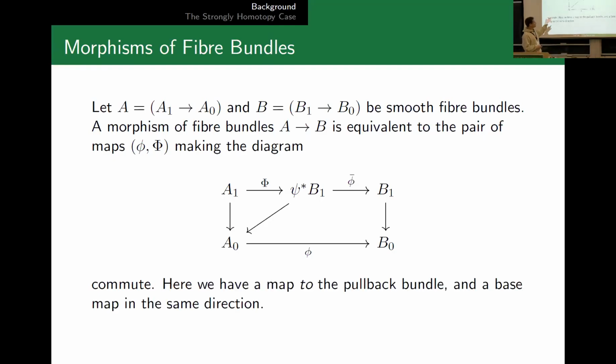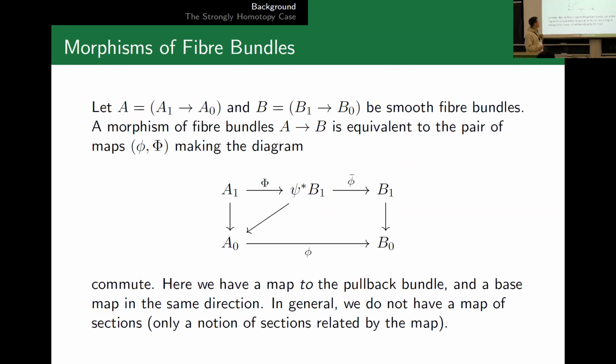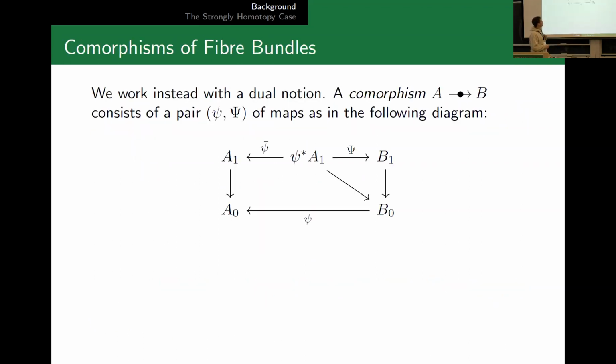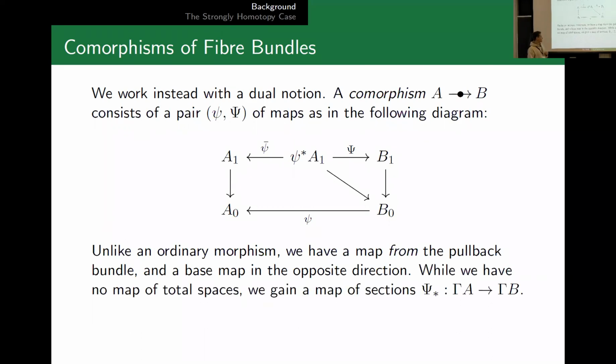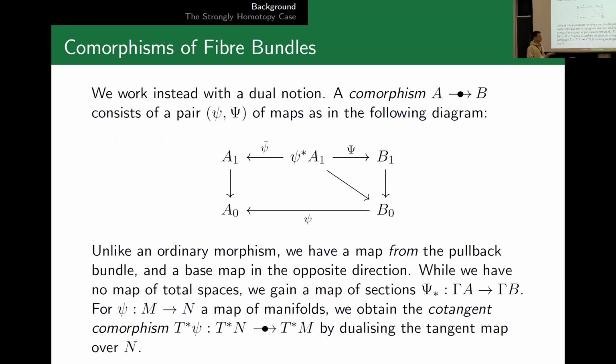There's a dual notion, which is that of the comorphism. Here we don't have a map of sections, we just have sections related by a map. But we can flip the picture around. Now we have a smooth map going the other way and a map from the pullback bundle. This does induce a map of sections, which is more useful for certain purposes we might be interested in. So we get this map of sections, but we lose a map of total spaces, which makes some other things more complicated.